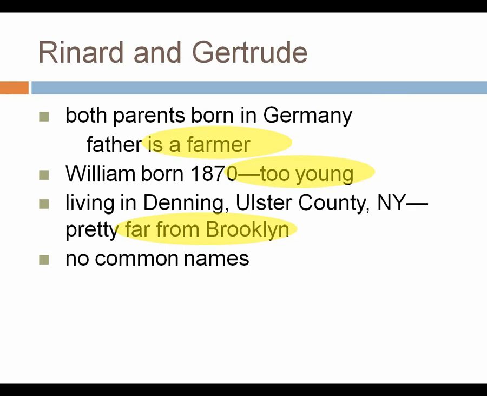William was born in 1870. This is just really too young. He's living in Denning, Ulster County, New York, which is really far from Brooklyn. And there are no common names with our William Henry.